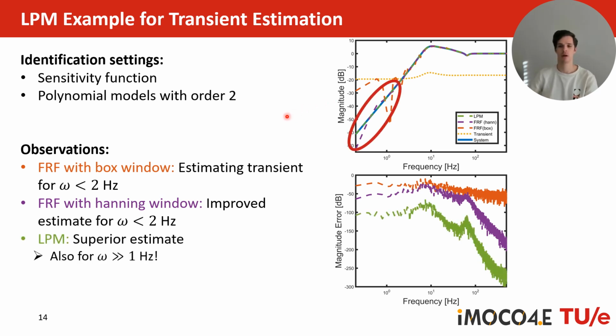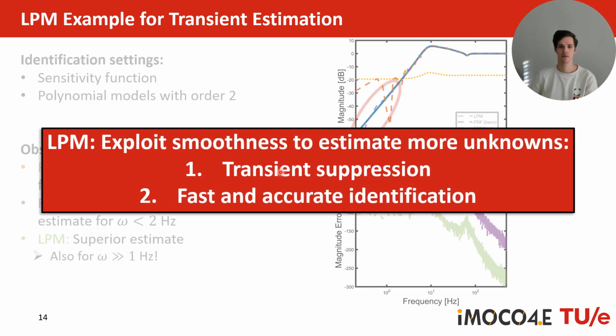If we now apply the local parametric modeling technique, we can see that we have a very good estimate for low frequencies. But additionally, we also have a very good estimate for higher frequencies, which is now illustrated here in the error plot, where you can see that green has the lowest error for actually all frequencies. So to conclude, local parametric modeling exploits the smoothness of a system to estimate more unknowns, and that enables both transient suppression but also accurate and fast identification.